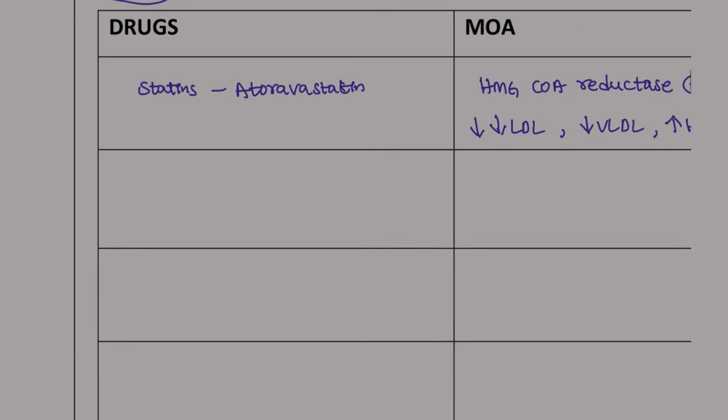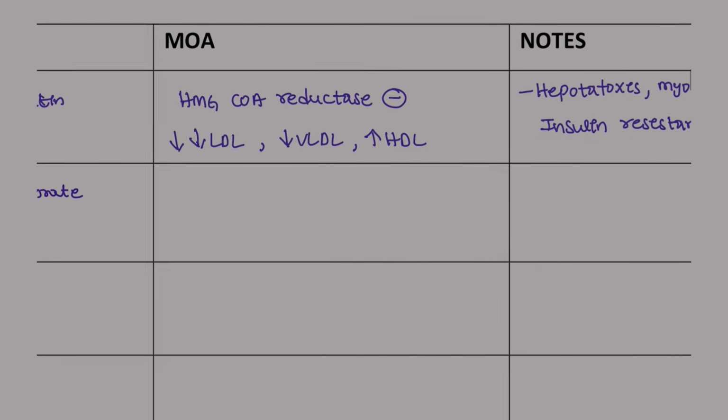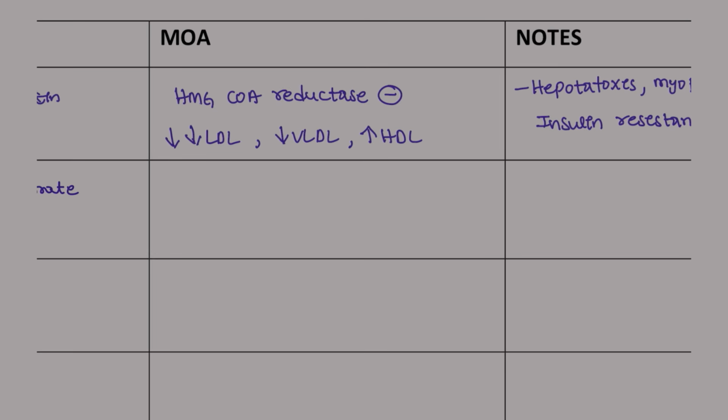Okay, next, moving on to another classification. These are the fibrates. One of the examples is fenofibrate. All the drugs associated with the name fibrate are of this class. This acts on the nuclear PPAR receptor, so it will be acting on the PPAR receptor.